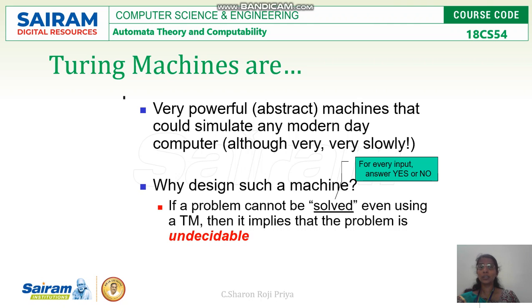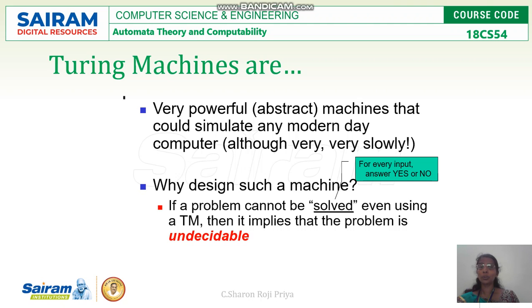And why design such a machine? Why do I need a machine? There are two types of problems, decidable problems and undecidable problems. Assume I have a problem statement and I could write an algorithm for it. You know what is an algorithm? An algorithm is nothing but a step-by-step procedure to solve that problem. If I could write an algorithm and solve it, the solution may be either yes or no, but if I could solve it, I can say it is a decidable problem. I can decide the solution for that problem.